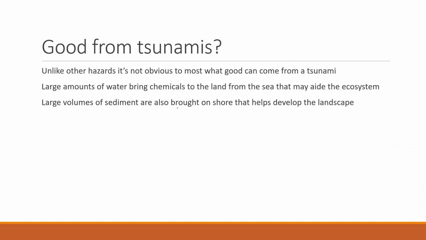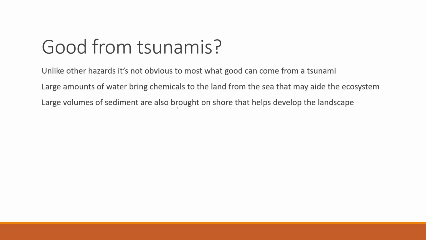Can good come from a tsunami? Unlike some of the other hazards, it's not really obvious what comes. You've just destroyed the coastline. A large amount of water can bring chemicals to the land from the sea, so that can aid the ecosystem long term. You'll also get a movement of sediment, so that can help develop the landscape. These are both very long-term things. There aren't any short-term things that are beneficial. For a small tsunami, I guess we learn more so that we can be better prepared the next time.